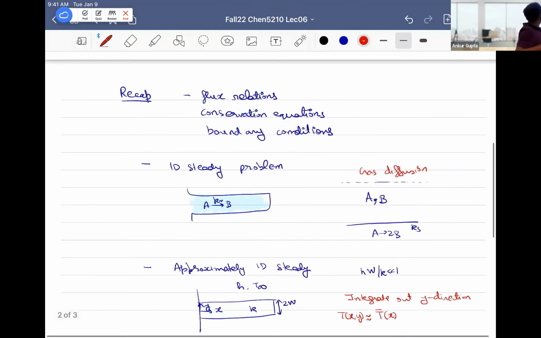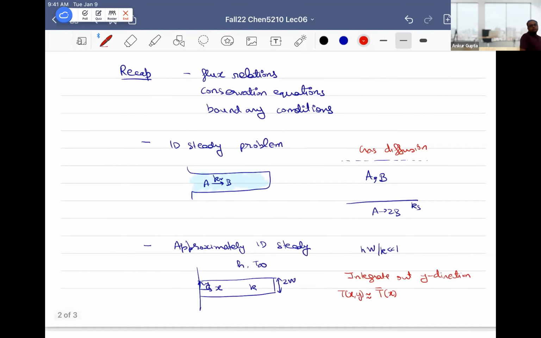Where we are in the course. Like I mentioned, part one is focusing on diffusion of heat and mass. We have discovered flux relationships, conservation equations, and boundary conditions. We have now done this several times. And in the last couple of lectures, we have been moving towards 1D steady problems.